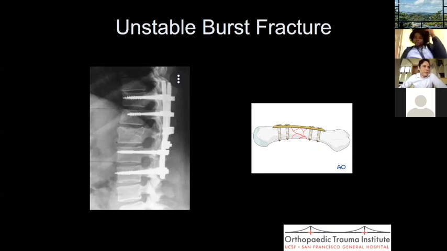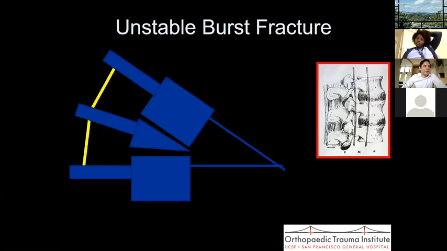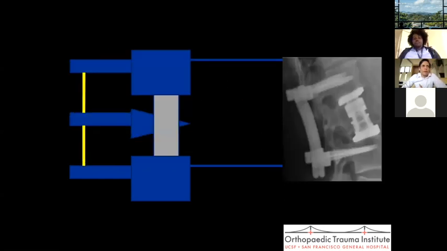And so people have tried to go back to short segment fixation or to amend the way that we do it. Another option, because of a failure of the anterior column, is to just reconstruct the anterior column with a cage.